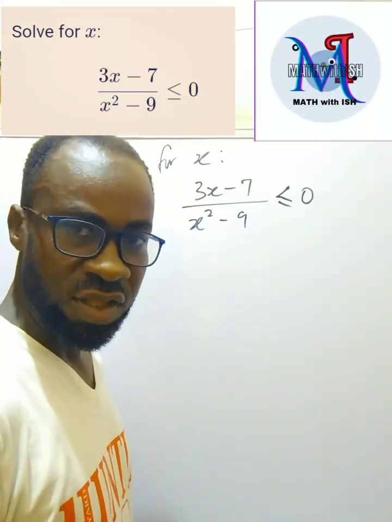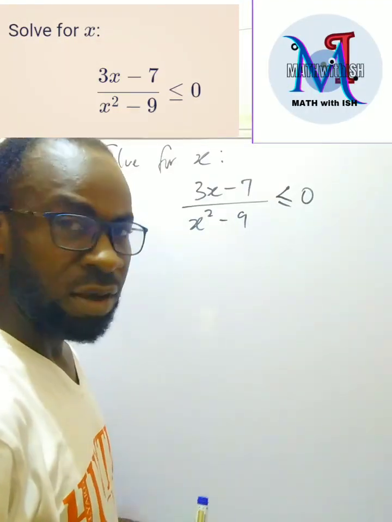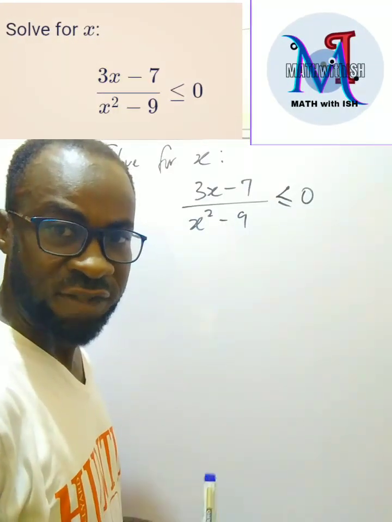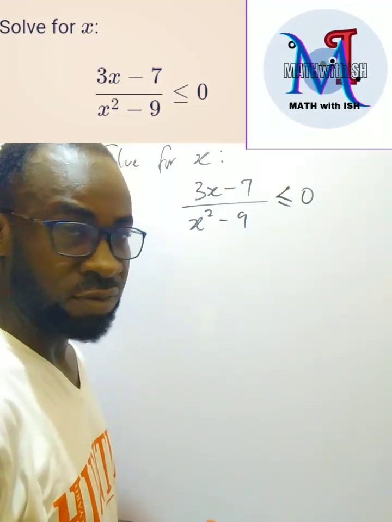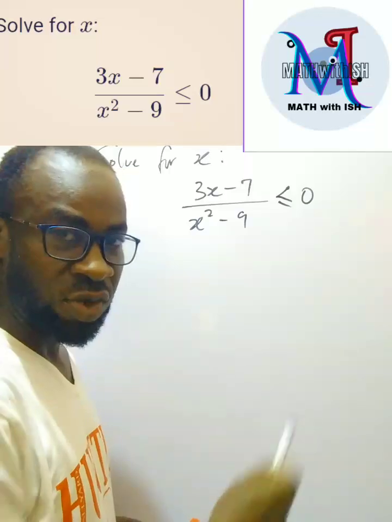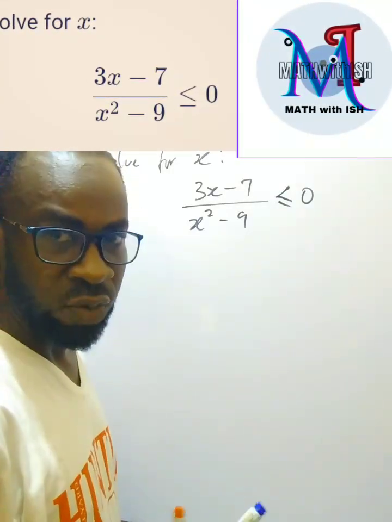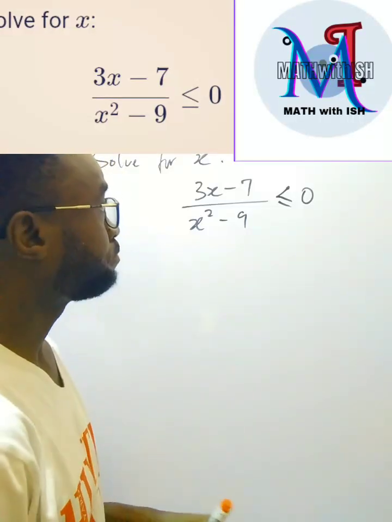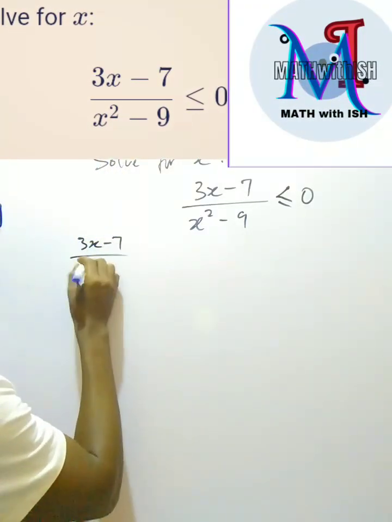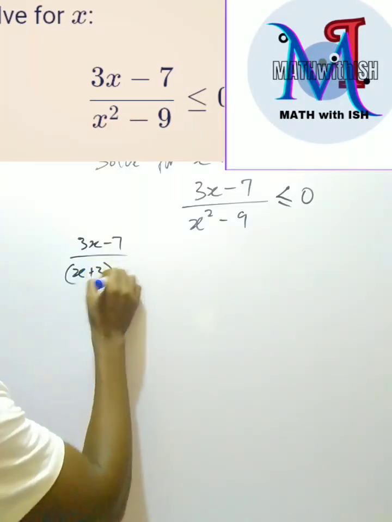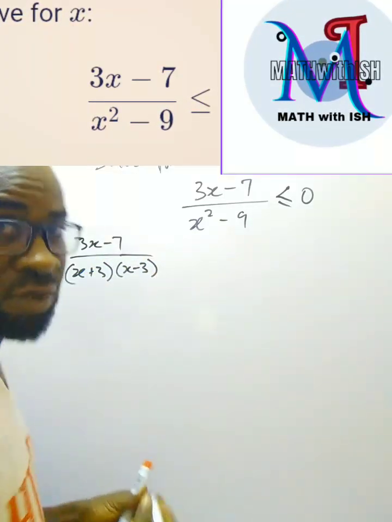We have a question on inequality which says solve for x. Now, most of the time students are tempted to solve this like an equation. No, inequality has its own rules, okay? So don't be tempted to go and cross multiply and do those rubbish. What we're going to do first of all is write this as 3x minus 7 all over x plus 3 bracket x minus 3. Remember, this is our difference of two squares, okay?